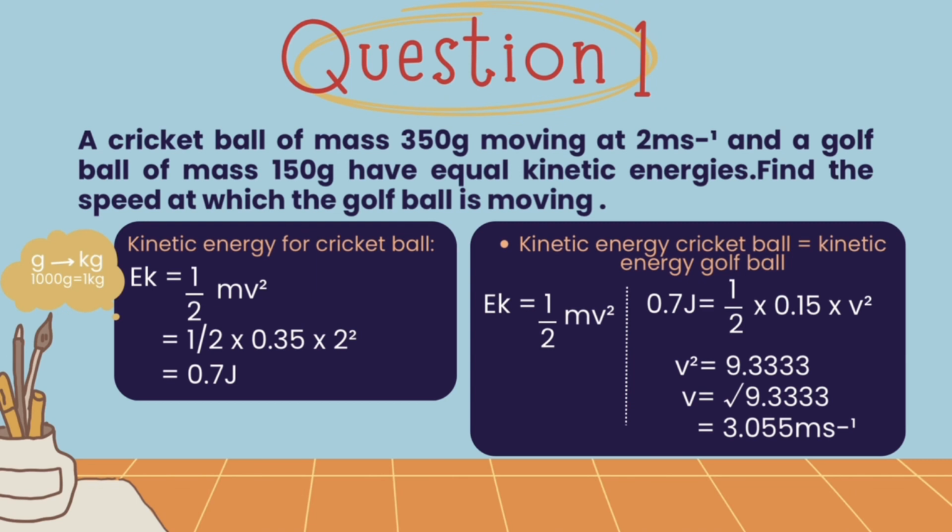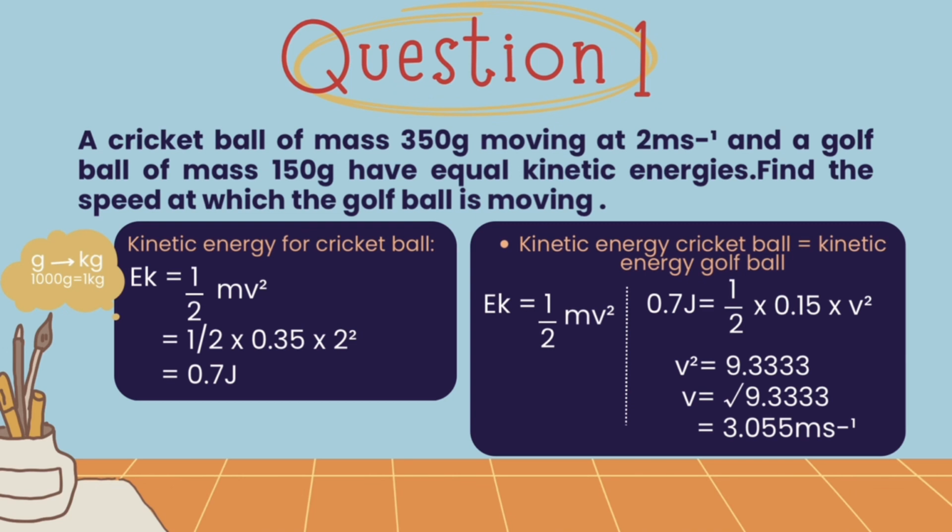Question 1. A cricket ball of mass 350 gram moving at 2 m/s and a golf ball of mass 150 gram have equal kinetic energies. Find the speed at which the golf ball is moving. The question wants us to find the speed of the golf ball. It is already given that the cricket ball mass is 350 gram and the velocity is 2 m/s. Meanwhile, the question only gives the golf ball a mass of 150 gram.